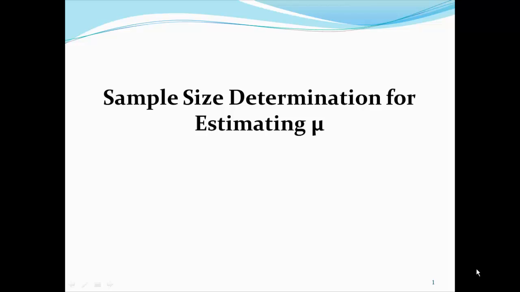Sample size determination for estimating mu. In a previous section, we stated that as long as n is larger than or equal to 30, then that sample size was large enough for us to use the confidence interval formulas and assume that x bar was normally distributed. We should note that just because you're able to use the formulas does not mean that the formulas will actually produce useful results.